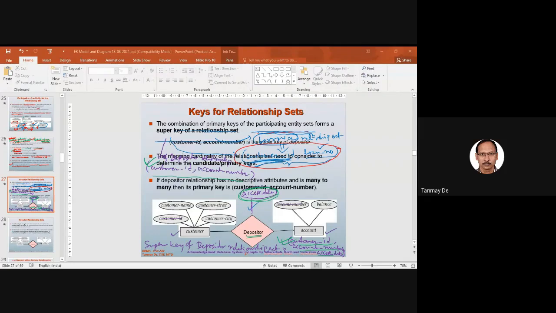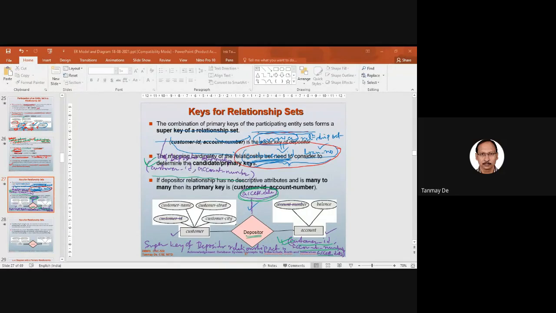So in the case of many to one, what is the primary key? The primary key is the customer ID, that is the many side. On the many side, the customer is the entity set. So the primary key of the customer entity set, customer ID, serves as the primary key of the depositor relationship set. You understand my point? Sir, I didn't understand the last part, sir.